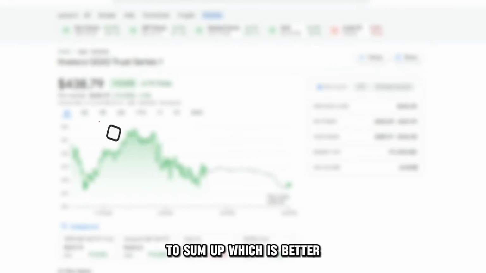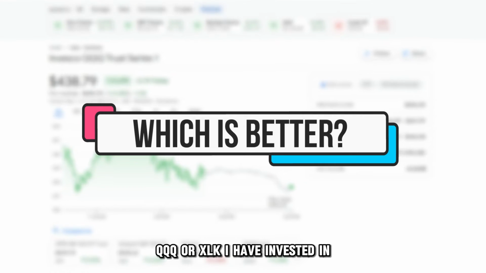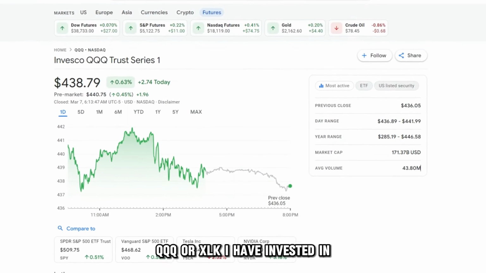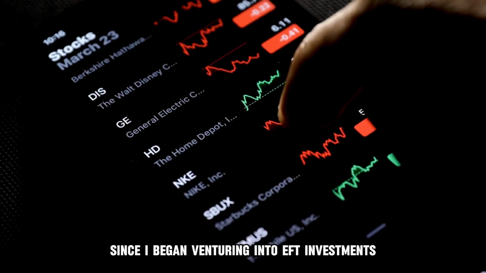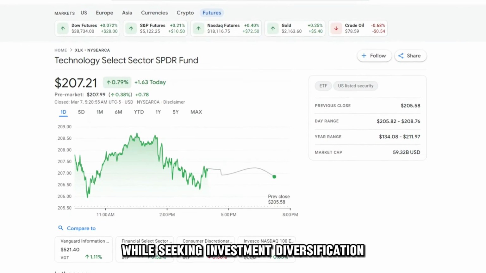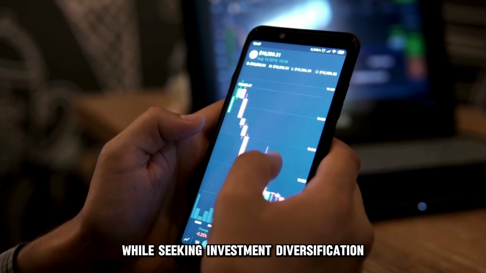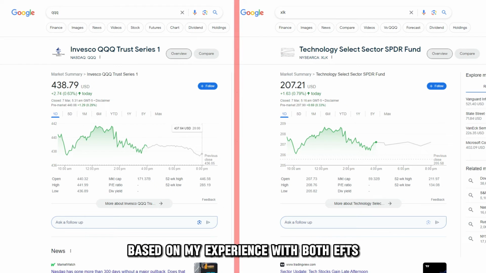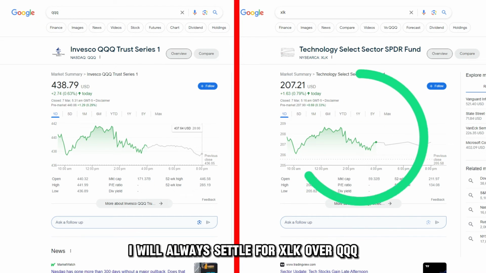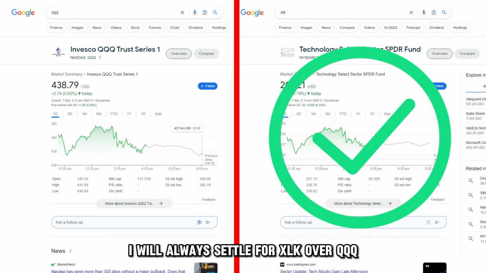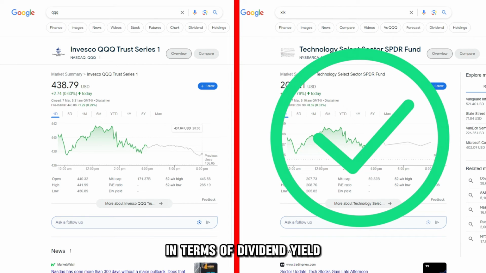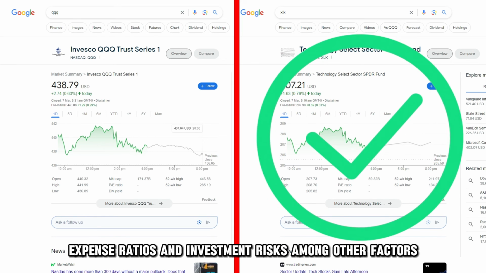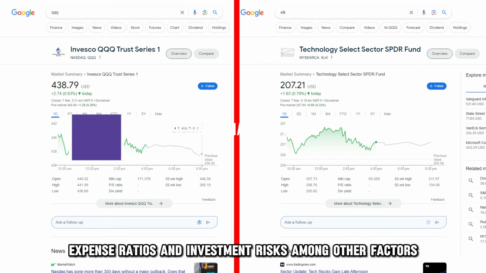To sum up, which is better, QQQ or XLK? I have invested in QQQ for the better part of 4 years since I began venturing into ETF investments. I later moved to XLK while seeking investment diversification. Based on my experience with both ETFs, I will always settle for XLK over QQQ so long as it keeps outsmarting the latter in terms of dividend yield rates, expense ratios, and investment risks, among other factors.